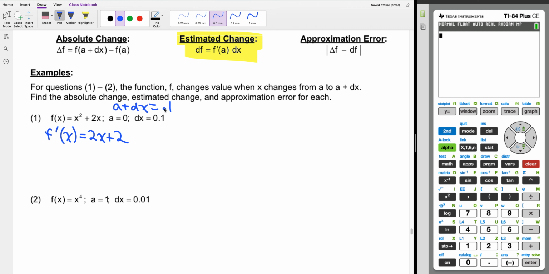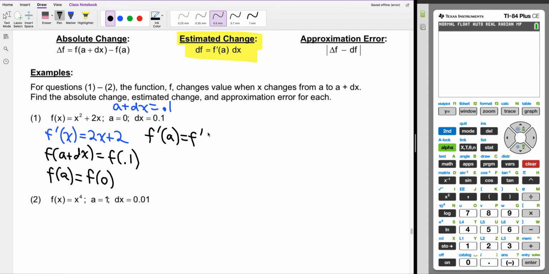Right? And then I need f of that. But I also need the derivative at that a value, as well as the original function at that a value. So a lot of calculations, just bang that out real quick. So I'm going to do f of a plus dx, which is the same as f of 0.1. Then I'm going to do f of a, we'll call it f of 0. Then I'm going to do my f prime of a, which is f prime of 0.